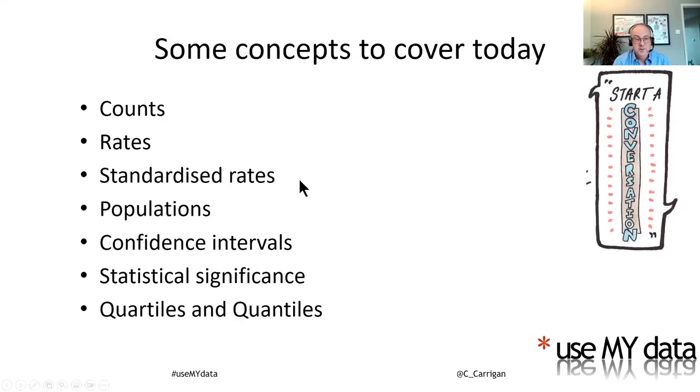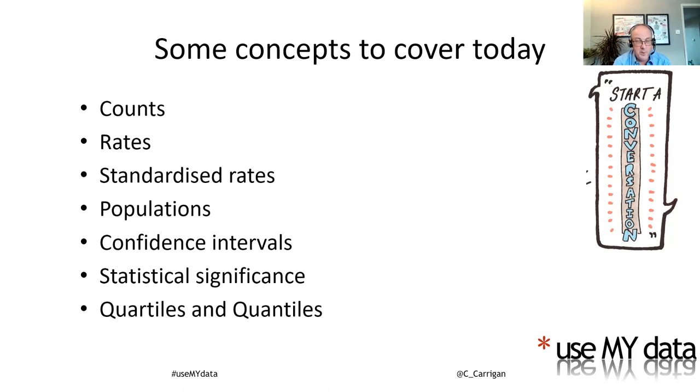So here are some things I thought we'd cover. We'll start right from the basic stuff around counts. Then we'll go into things like rates, which you will have seen on lots of slides and presentations, and standardized rates, which you'll see in some of the more complex stuff. Anybody who's involved in the research publications will have seen lots of things around standardized rates.